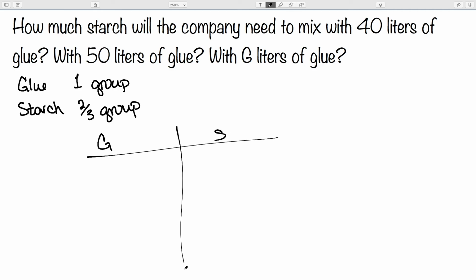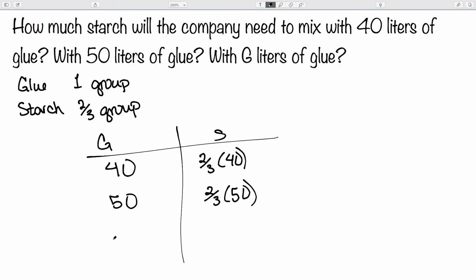So if I build a quick table, 40 liters of glue would be 2/3 times 40 liters of starch. 50 liters of glue will be 2/3 times 50 liters of starch. And G liters of glue would be 2/3 times G liters of starch.